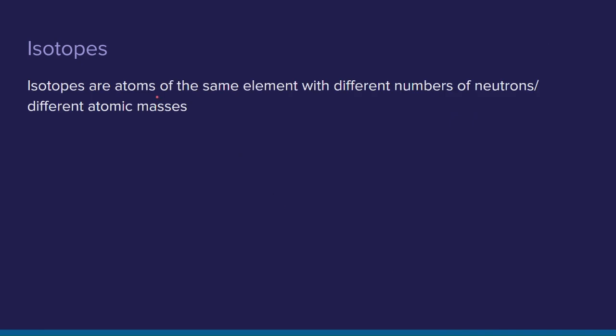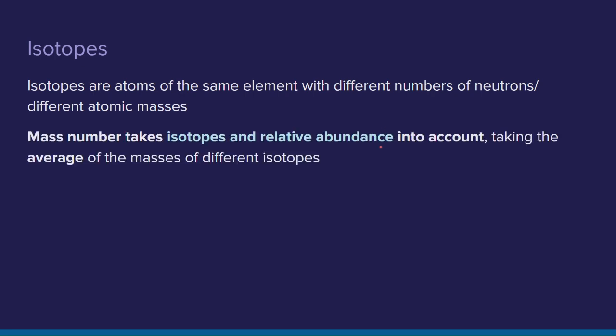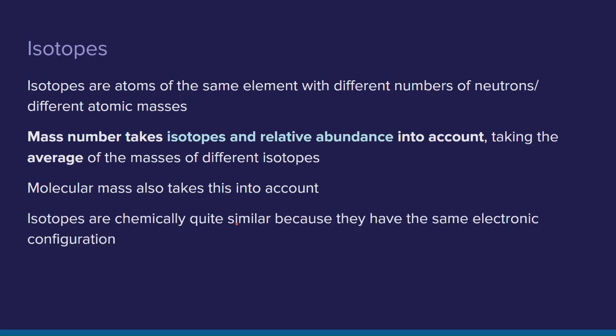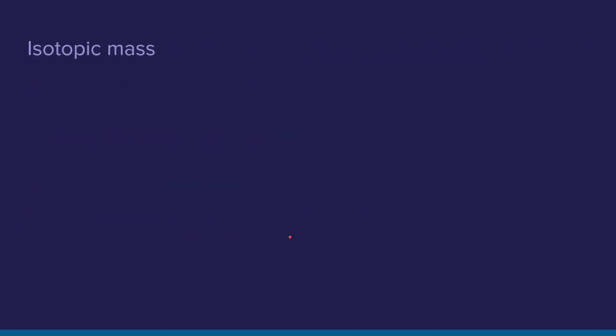Isotopes are atoms of the same element with different numbers of neutrons, or different atomic masses. And mass number takes isotopes and relative abundance into account. So it takes the average of the masses of different isotopes. So it just takes into account all of the atoms of that element and averages it out. Molecular mass also takes this into account. Isotopes are chemically quite similar to each other because they have the same electronic configuration, so why wouldn't they be similar? Except the radioactive ones are not.